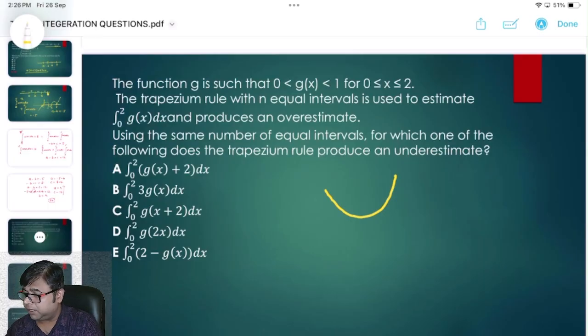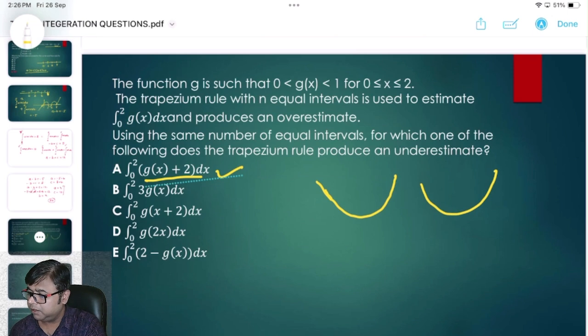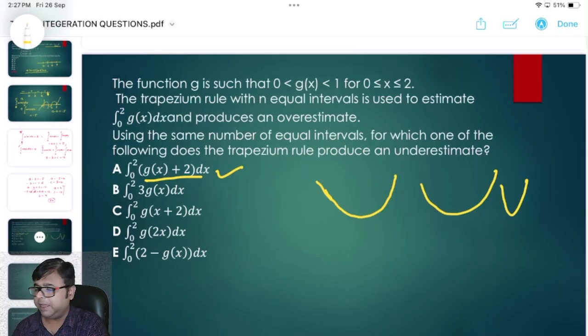So if it's a concave up graph g(x), then g(x) plus 2 is nothing but a translation upward, using the same number of intervals. The graph has been moved up by 2 units, so it's a translation. Again it's a cup shape, so it will again be overestimating. For 3g(x), the graph will dilate, but the shape will be the same. It is concave up, so again it will be overestimating.